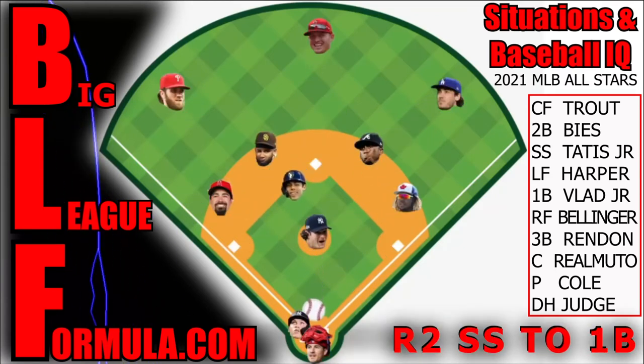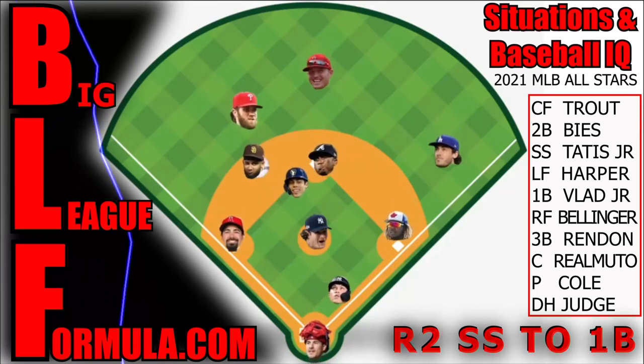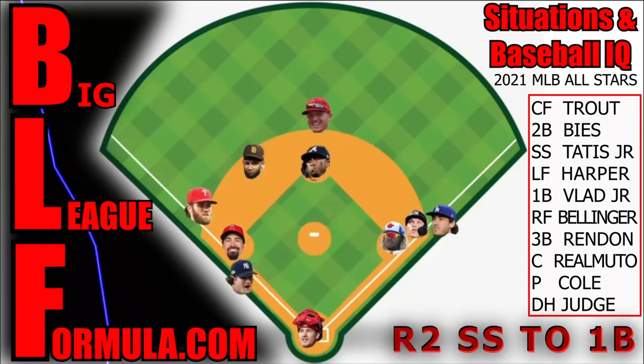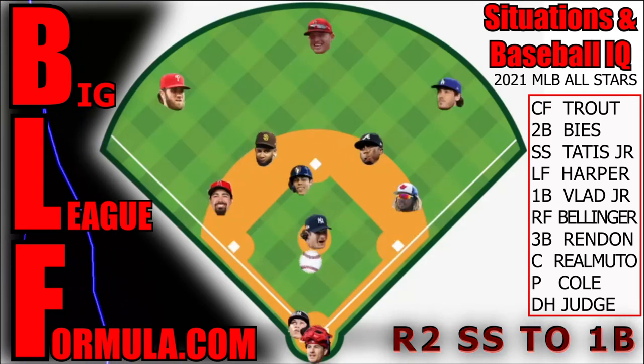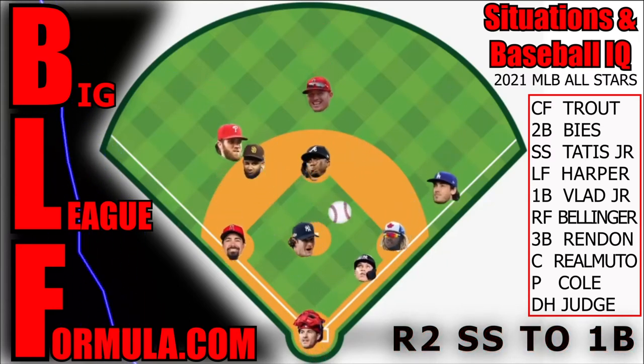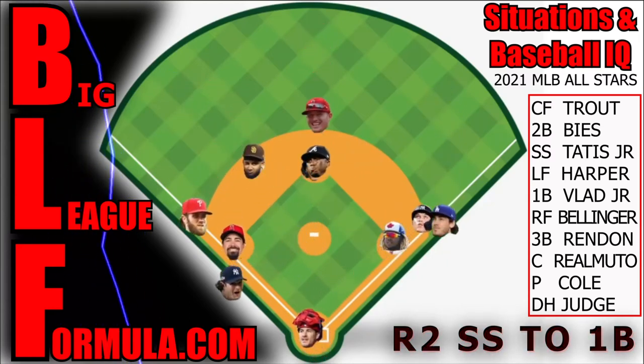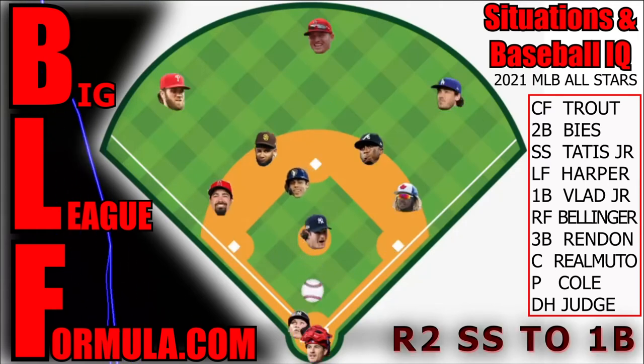Moving on. Situations, baseball IQ. You got a runner at second base. Hard hit ground ball to the shortstop. He throws it to first. Gets him out. All right. Base runner at second. Good job. Good base running right there, Yelich. So, ground ball in front of him. He goes back to second. Tatis Jr., the shortstop, throws it up to first. He does look the runner back.